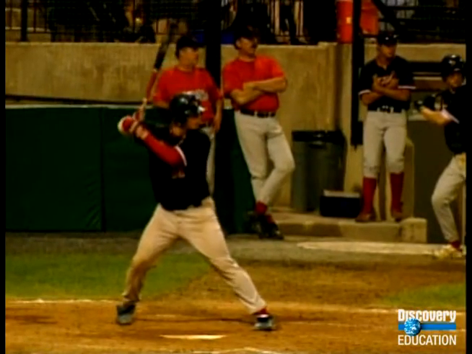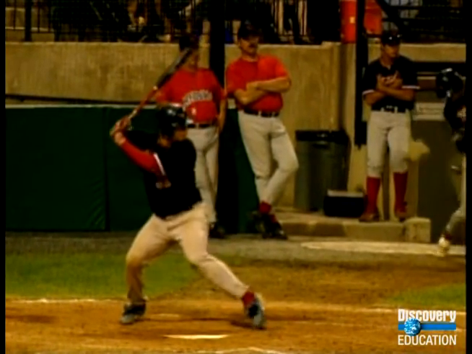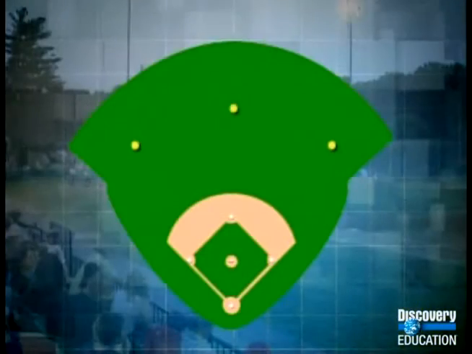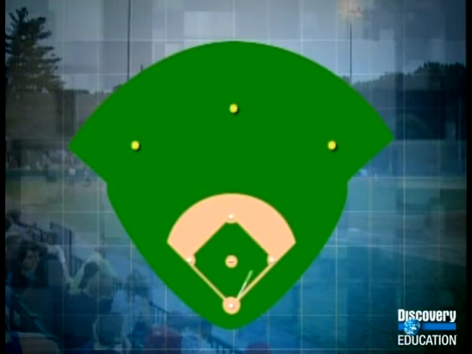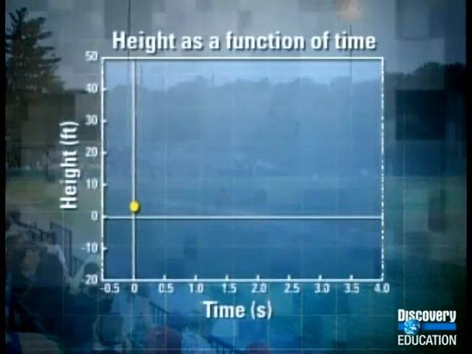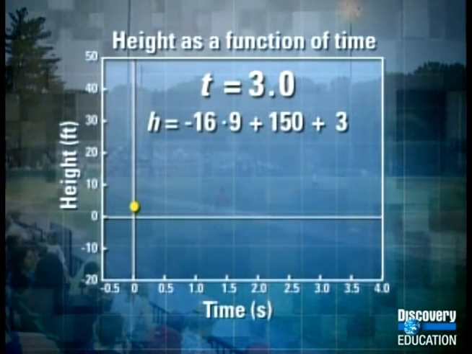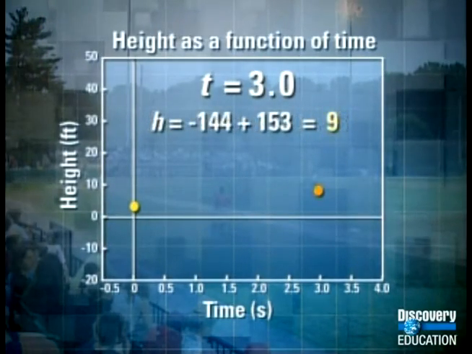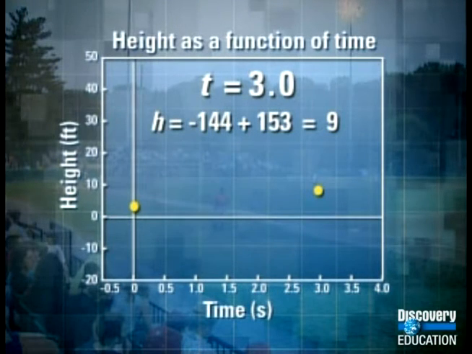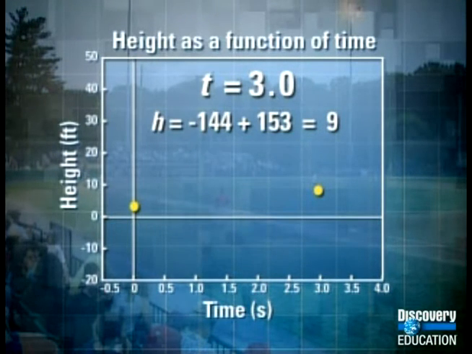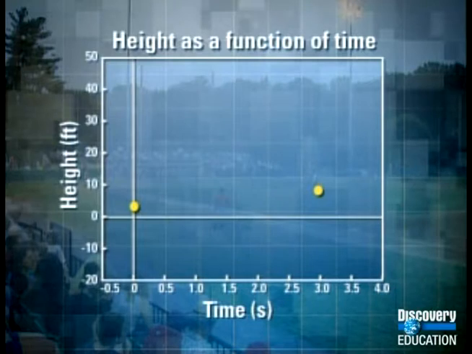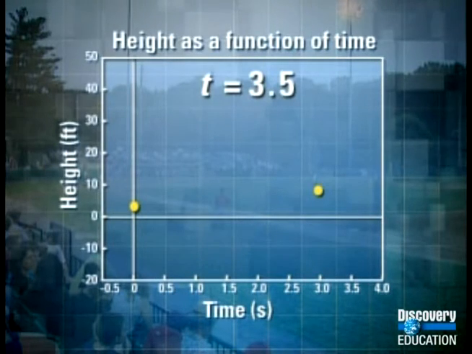Let's test whether the ball is still up at 3 seconds. This is about the time for 2 fast outfielders to get to the same spot halfway between them, if they start about 50 yards apart. At t equals 0, the ball leaves the bat at a height of 3 feet. Evaluate the function for t equals 3. At 3 seconds, the ball is still 9 feet above the ground, so a fast outfielder might get to it before it lands. Let's see if it's down yet at 3.5 seconds.